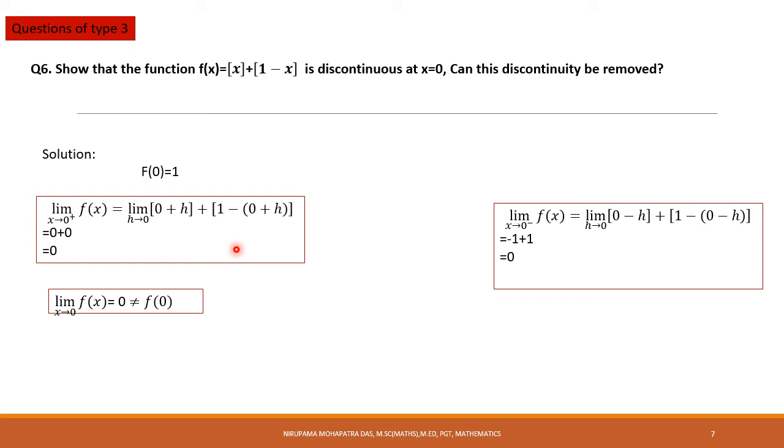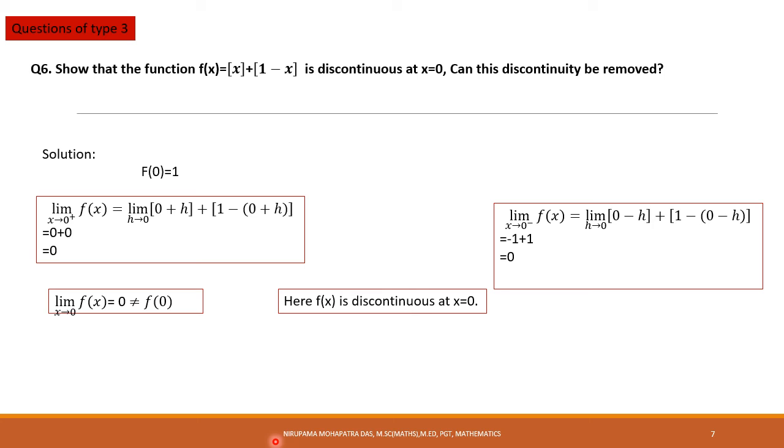Yeah, so even if this is defined, the limit exists, and the function is defined, f(0) equal to 1, but both of them are not equal. The limit as x approaches 0 of f(x) is equal to 0, which is not equal to f(0). So it means f(x) is discontinuous at x equal to 0.